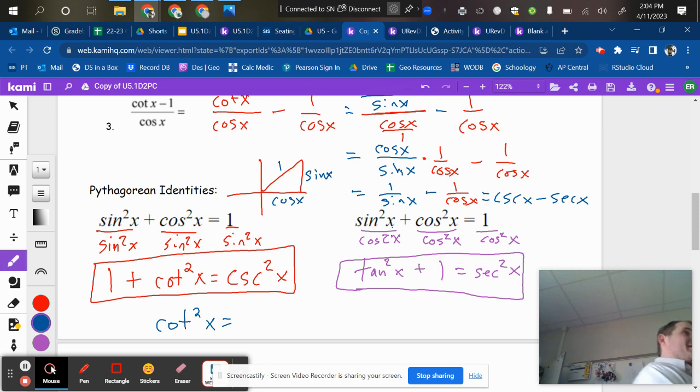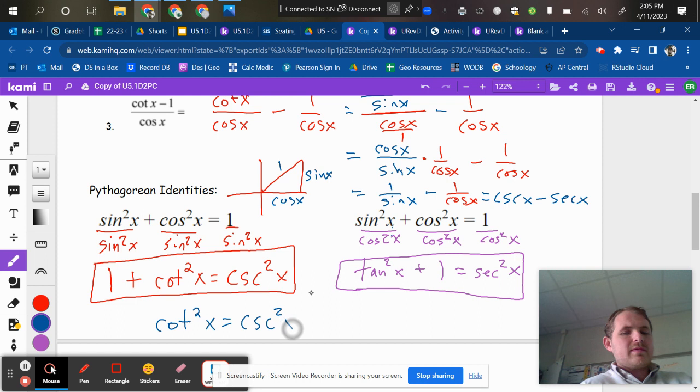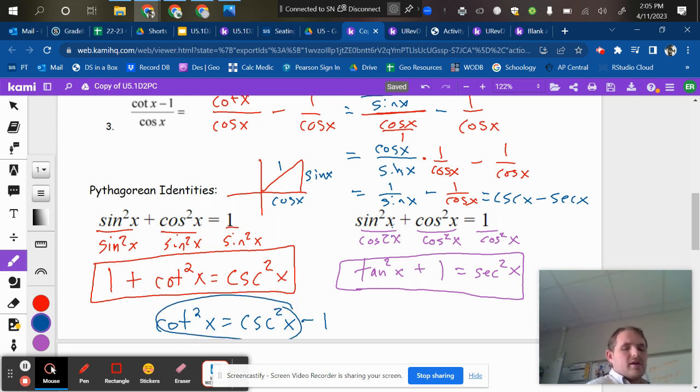Cosine squared over sine squared is legit, but if we're just using this red box right there, what if I said equals cosecant squared? There a 1 would have to be involved. So if I moved the 1 over, you might have to recognize a situation where they rewrite it like that. So what I'm trying to tell you is, if you see two things that are squared, you should probably be thinking it's talking about a Pythagorean identity.